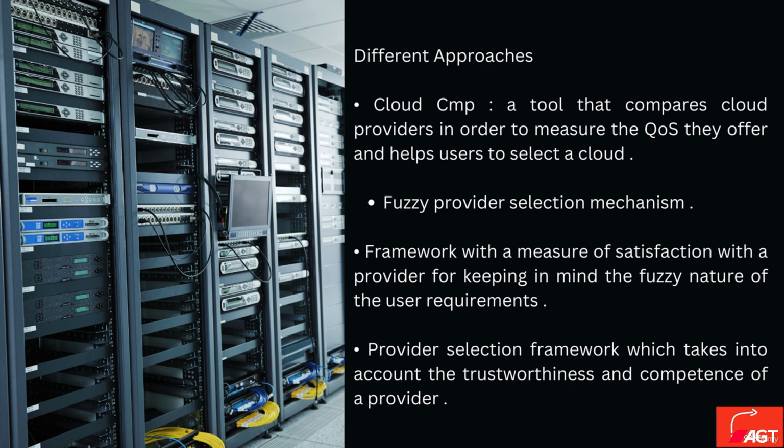The fuzzy provider selection mechanism is a method that takes into account the ambiguity of customer requirements. It compares the QoS values of different cloud providers and chooses the best one using fuzzy logic. A mathematical method called fuzzy logic can deal with data imprecision and uncertainty. The fuzzy provider selection technique compares providers to the user's fuzzy needs while evaluating providers according to their QoS levels.